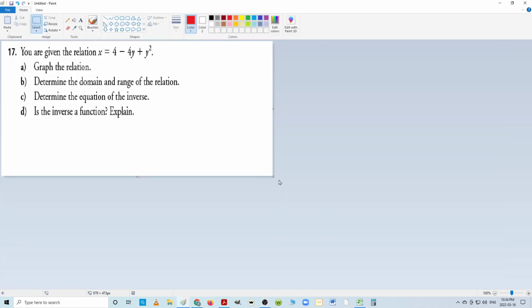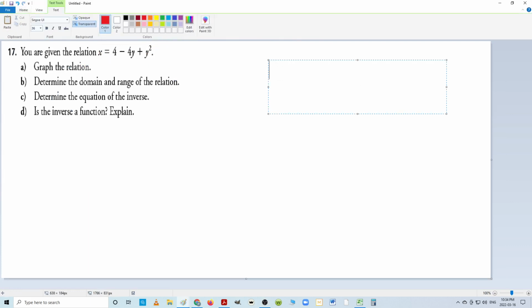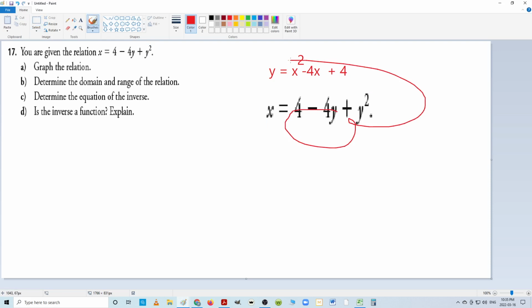Okay, I figured out the other one, but here's 17. 17 is relatively easy, and you'll notice it right away. This looks a lot like this, and this is clearly a parabola. When we do an inverse, all we do is switch the x's and y's. When we switch the x's and y's, this is what you'd get. Well, it's clear that this is the inverse of that.